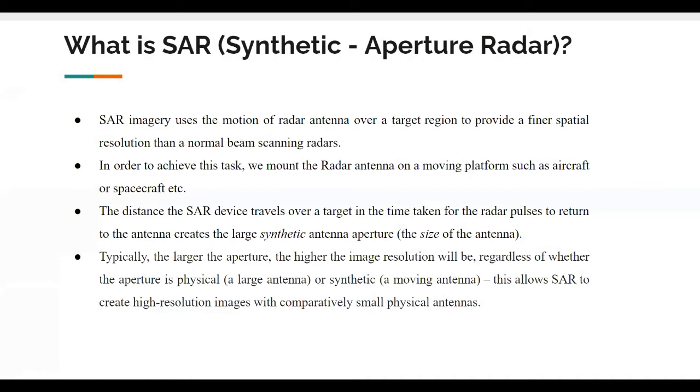Synthetic aperture radar is a kind of radar where the radar antenna is held onto a target region and it is moving on an aircraft or spacecraft. It can be any airborne moving platform. Whether this aperture is actually physical or synthetic, it allows us to create high resolution images compared to small physical antennas. In terms of cost, this is very cheap compared to other radars.